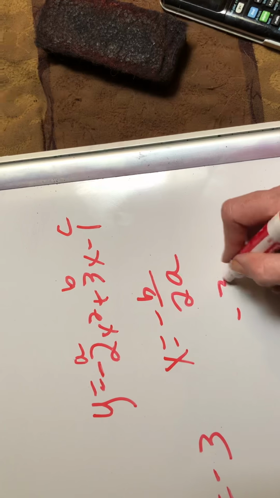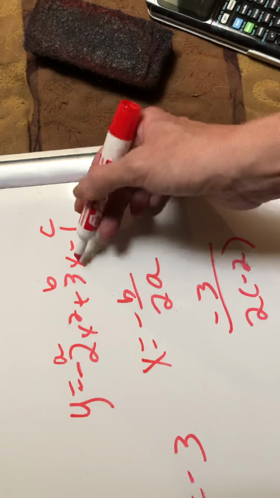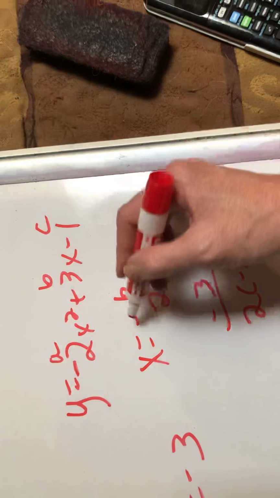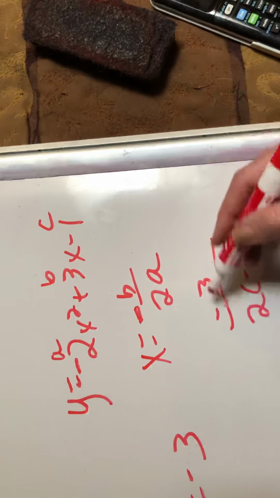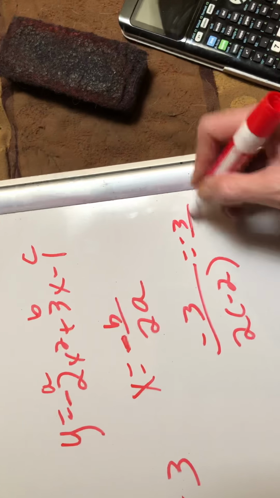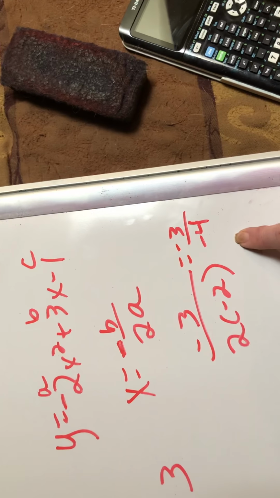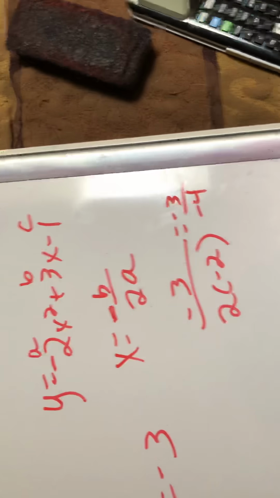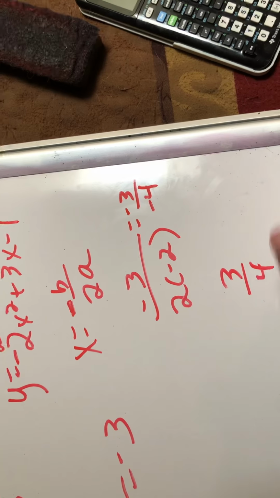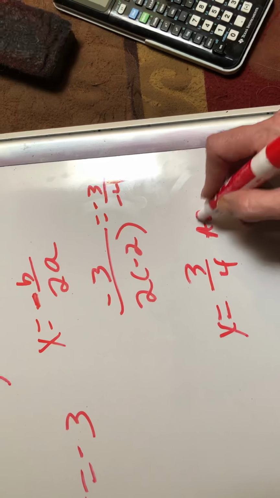So -3 over 2 times -2, because B is 3, and the formula says to put the negative, the opposite of that, and then 2 times -2. So I'd have -3 over -4. Some of you are still leaving a negative over a negative as a negative, which you can't. It would be 3 over 4, and it'd be x equals 3 over 4. That's your axis of symmetry.